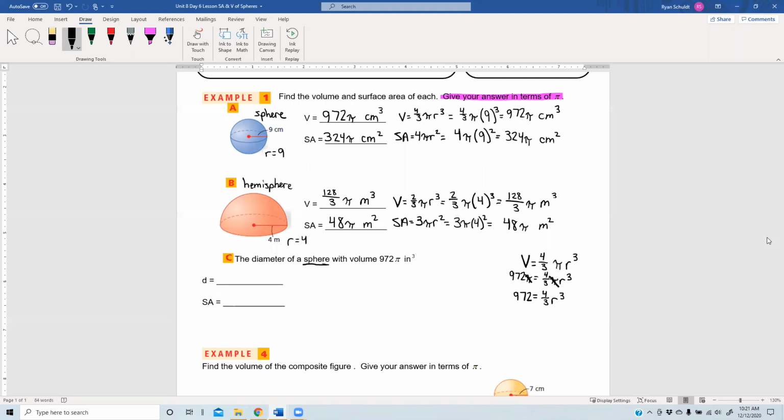I need to get rid of this 4/3. So I'm going to multiply everything by 3/4. That's the reciprocal. That goes away because it cancels with that. So 3/4 of 972 is 729.